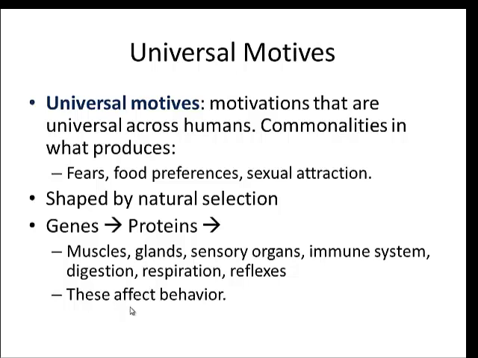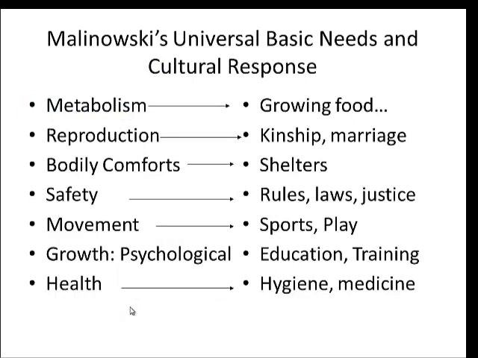That's that pattern. So Malinowski talked about universal basic needs and their cultural responses. So on the left here, these are things we see in all cultures, in all people. We see metabolism, the need for food, we see reproduction, we see the need for safety and comfort and movement. And over here is really a cultural response to this. Well, we have metabolism, so we have to grow food or produce food. We have reproduction needs, so we get kinship and marriage, and we have these culturally defined parts of our life that deal with these basic needs. Safety, so we create rules, laws, justice. In almost all cultures, they have rules that help to influence and affect safety. So this is how Malinowski looks at natural needs across cultures and the cultural responses.